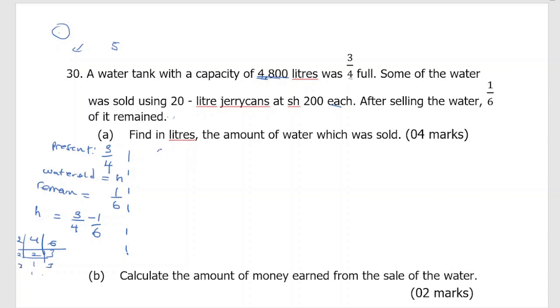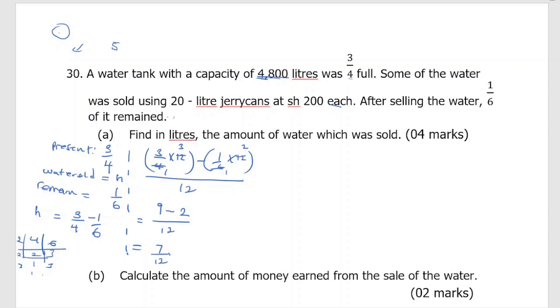Therefore this is going to be 3/4 times 12 parts minus 1/6 times 12 parts, out of the 12 parts. 12 by 4 is 3, so 3 times 3 is 9, minus 2 times 1, which is 2, then this is 12. So what are we going to get here? We are getting 9 minus 2, that is 7. 7 out of 12. So the value of H is 7 out of 12.